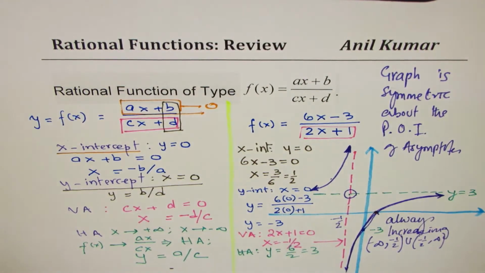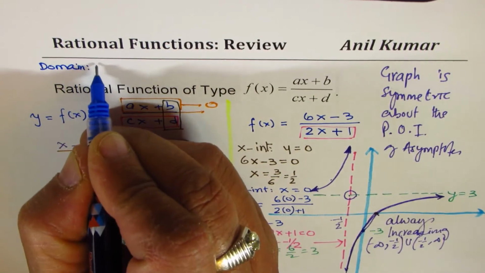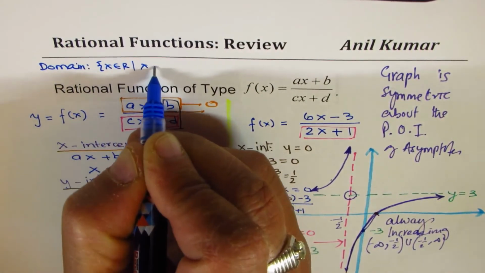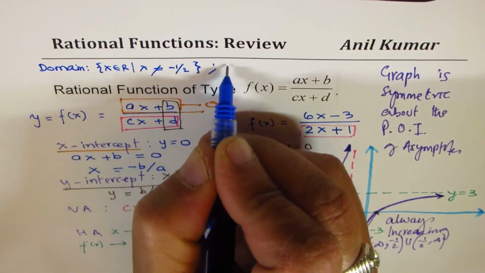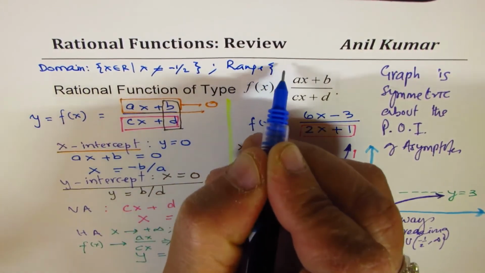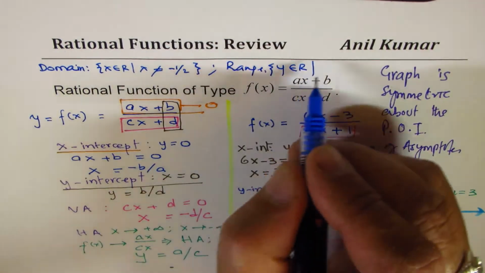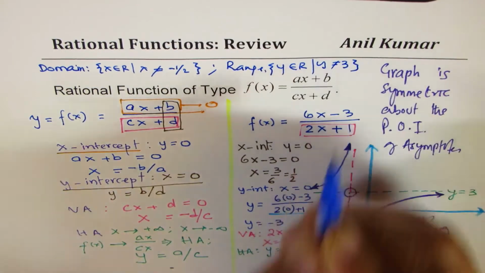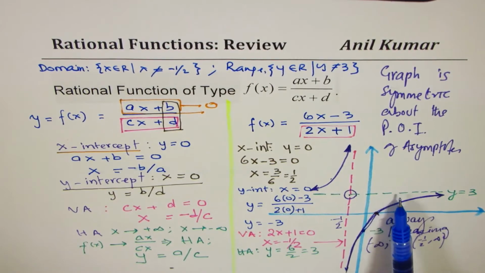Domain and range is another important thing to mention, right? So we'll write on the top, I'm running out of space here. The domain will be x belongs to real numbers where x is not equal to minus half in this case, and the range is y belongs to real numbers where, looking at the horizontal asymptote, y is not equal to 3. You should remember that a rational function's graph can cross the horizontal asymptote, right? We learned it in part 1 of the video, but if it is of this kind, it doesn't.